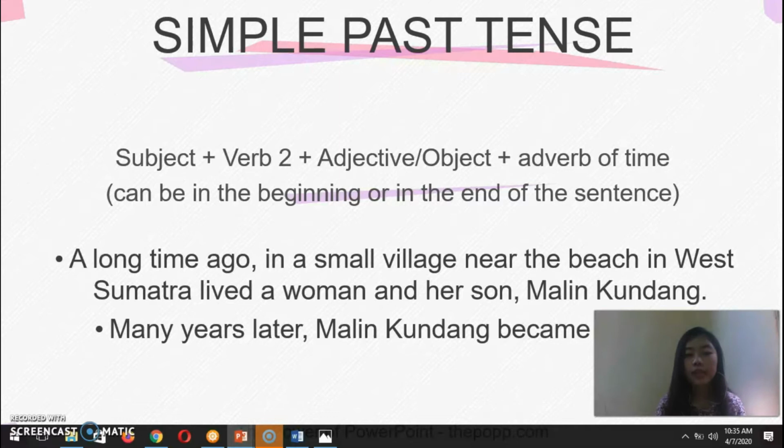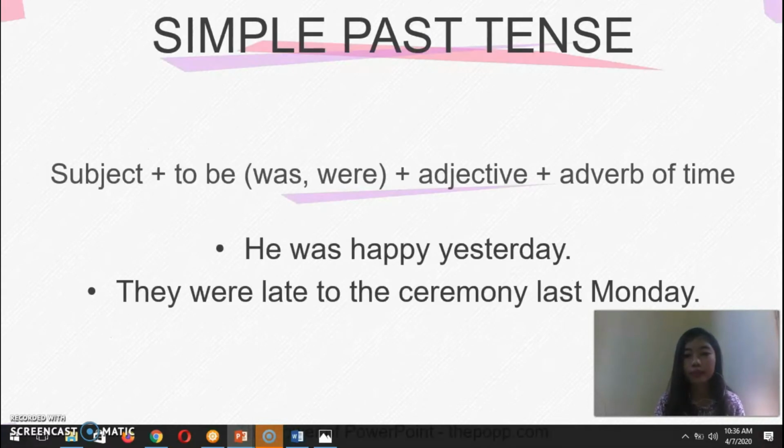And the second example is that many years later, Malin Kundang became wealthy. As you can see here, the verb to is became, and the adverb of time is many years later. And wealthy is the adjective. Okay, everyone, up to this point, do you have any questions? Oh, yes, Elvis. Exactly. Because this sentence uses verb to, it means that it is done in the past. It is something that already happened. Yeah, that's right. As the adverb of time indicates, like a long time ago, and then yesterday, last Monday, it means that it has already happened.